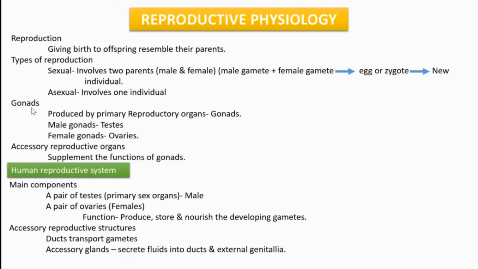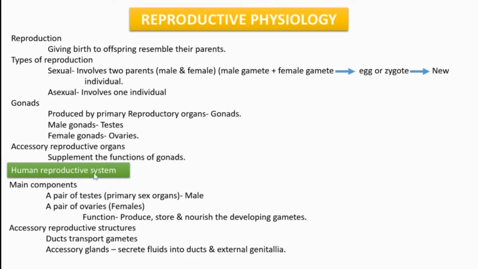Okay, then what are gonads? Gonads simply means the primary reproductive organs present in male or female. In the case of male, the gonads are testes. In the case of female, the gonads are ovaries. Then accessory reproductive organs. These are the organs that help and support the proper functioning of gonads. That means they supplement the functions of gonads.